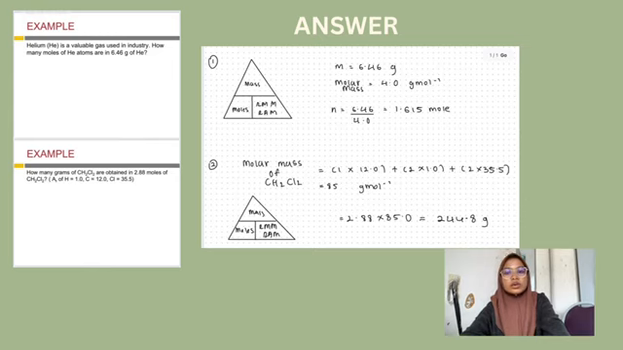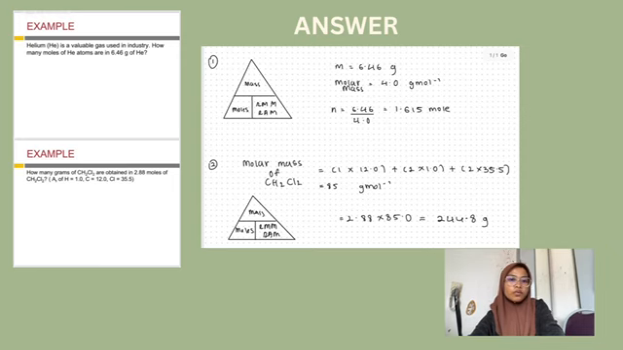The second question is how many grams of CH2Cl2 are obtained in 2.88 moles of CH2Cl2. We will use the same formula. First, we find the molar mass of CH2Cl2. 1 multiplied by 12 plus 2 multiplied by 1 plus 2 multiplied by 35.5. So we will get 85 g/mol. After that, we multiply it. 2.88 multiplied by 85, we will get 244.8 grams.